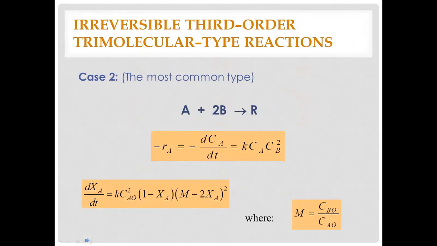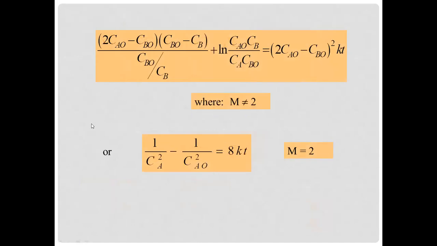You have a mole of one species reacting with 2 moles of another, and this will be your rate law based on the stoichiometry. By the way, both case 1 and case 2 are interpreted as elementary reactions. This is again the corresponding equivalent of this differential equation, changing C sub A in terms of X sub A. And we still have M representing the ratio of the initial concentration of B to A, just like in second order reaction. And this will be your corresponding answer to the method of partial fractions after separation of variables. So this is for m not equal to 2, and this is for m equal to 2.